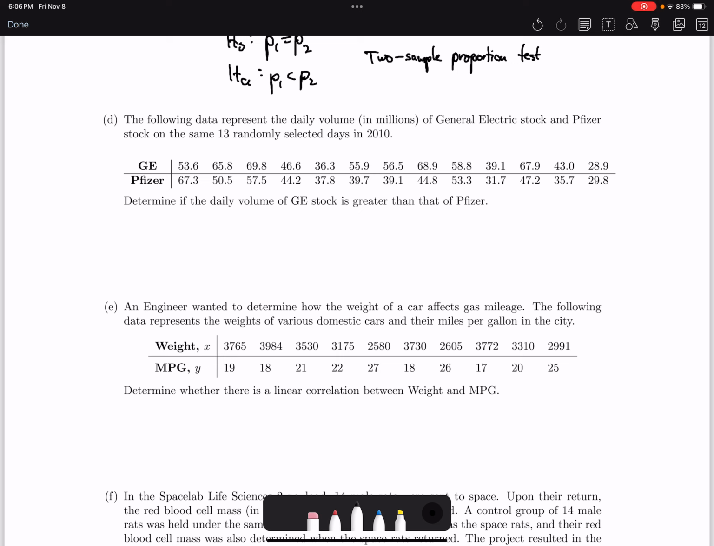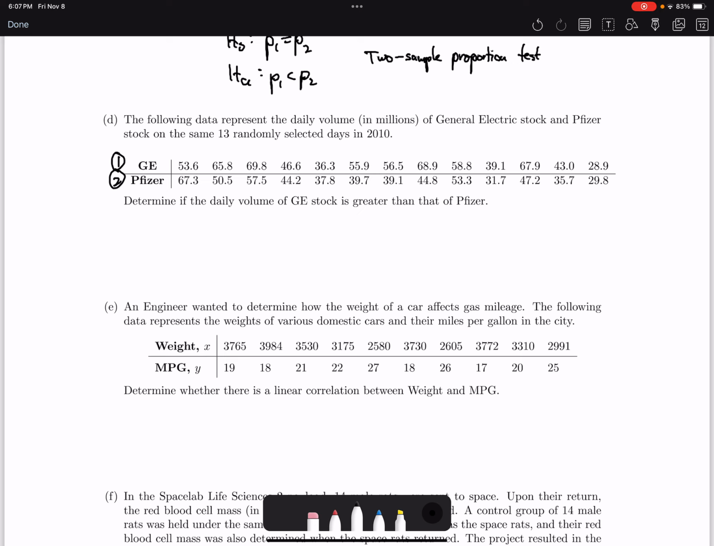And it looks to me like we've got two groups, we've got the GE stock, and we've got the Pfizer stock. So those are the two means that we're going to be comparing to each other. Since we're comparing two means, we do have to ask ourselves a follow-up question. Are these samples independent or dependent? And in this case, I would say that these are dependent samples, right? They are dependent samples because we're choosing the stock on the same 13 days.